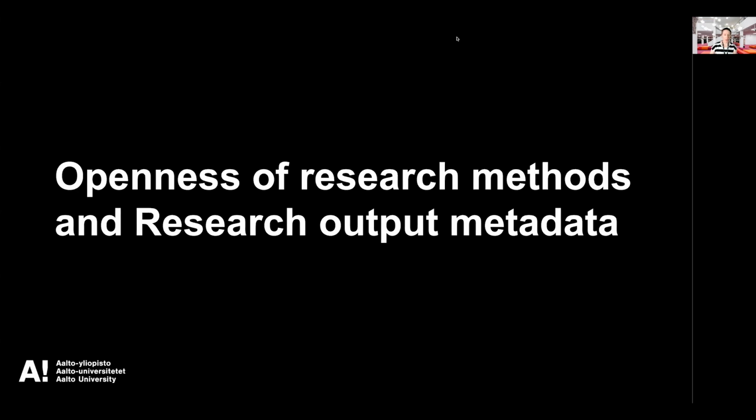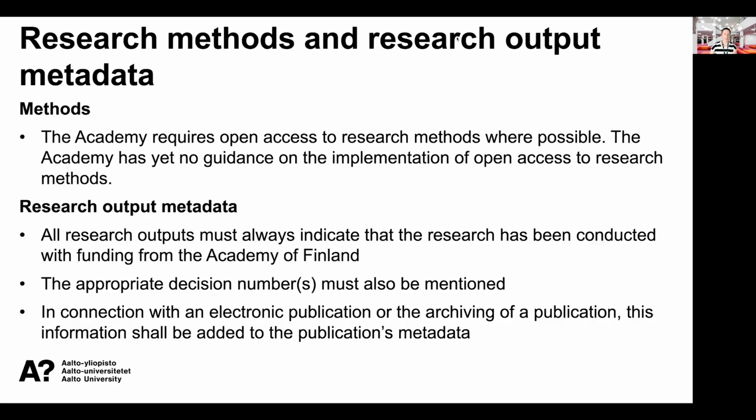And finally, just a couple of words about the research methods and research output metadata. The Academy of Finland requires open access to research methods where possible. However, they do not have any practical guidance on the implementation yet. As for research output metadata, all research output should indicate that research was conducted by the funding from the Academy of Finland along with appropriate decision numbers. And this information should be added to the publication's metadata.